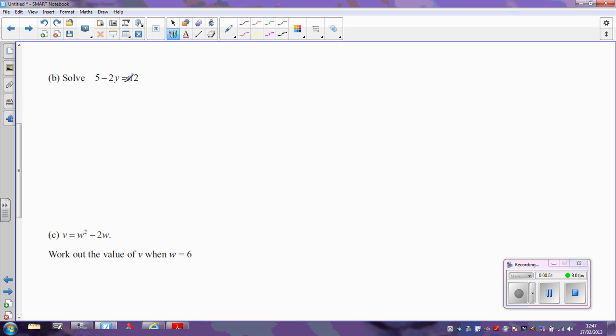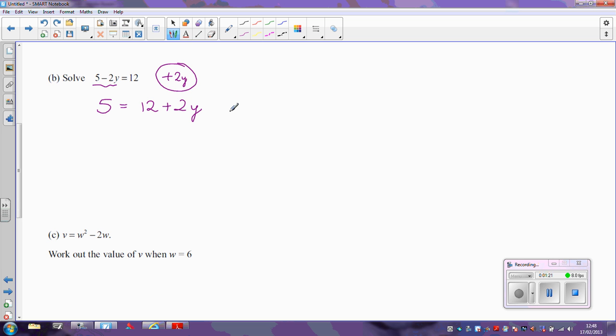Right, this type of equation, I like to get the y term positive. If the term containing the letter is negative, I think it really helps here to start by adding that term to both sides to make the y term positive. So if we add 2y to the left-hand side, the 5, take away 2y, add the 2y back on, all you're left with is 5. The right-hand side then becomes 12 plus 2y.